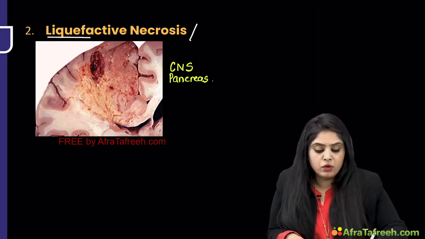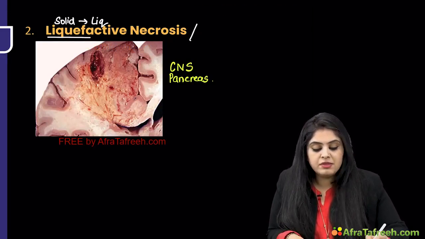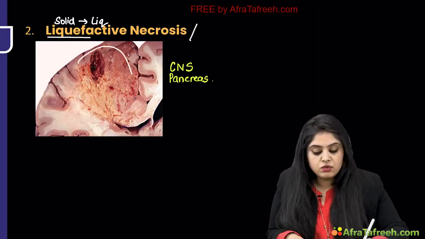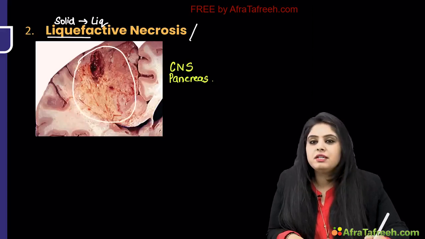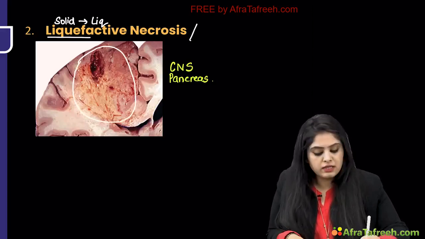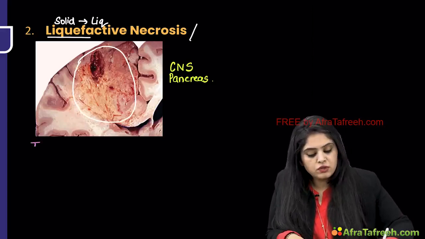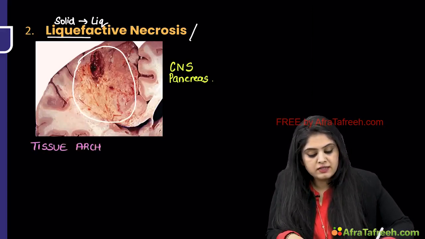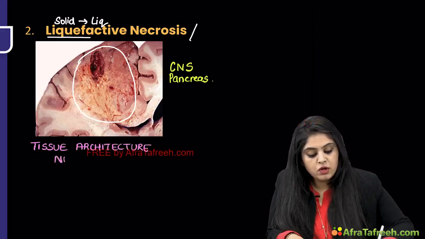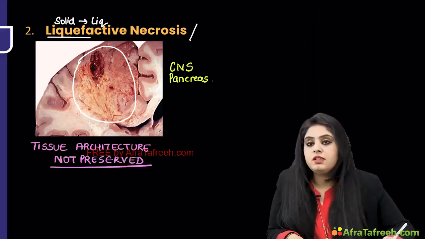So now when a solid organ like the brain is becoming liquid, can I basically say that the tissue architecture, look at this area, it's becoming a little liquidy. So do you think the tissue architecture is preserved? Not at all. So please remember that this is the difference between coagulative and liquefactive. The tissue architecture is not going to be preserved.